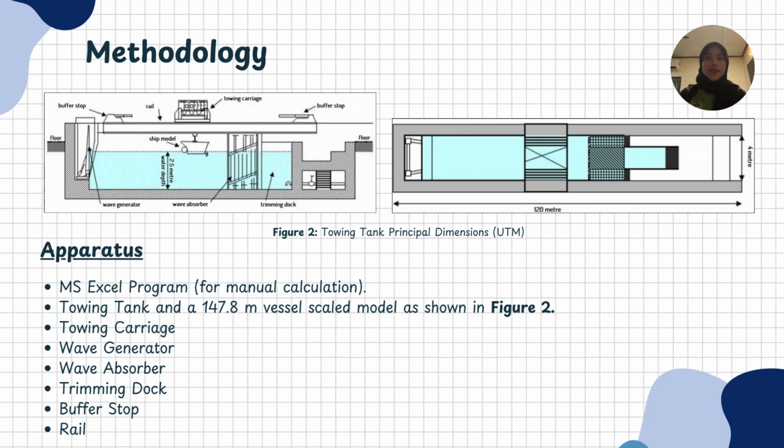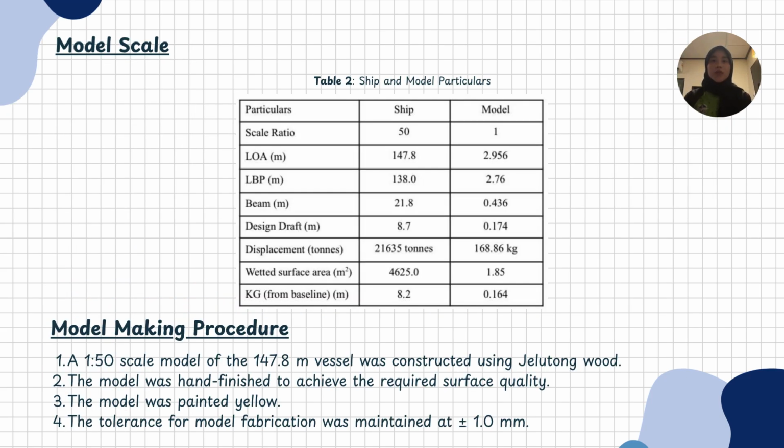The resistance test is divided into two parts, namely model making procedure and experimental procedure. The apparatus used in this study include MS Excel program for manual calculation, a towing tank and a 147.8 meter vessel scale model. Other equipment involved are the towing carriage, wave generator, wave absorber, trimming dock, buffer stop and rail. Next, looking at the model scale, Table 2 presents the main particulars of both the ship and the model based on a scale ratio of 50 to 1.